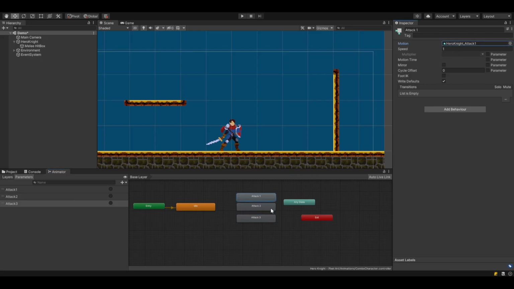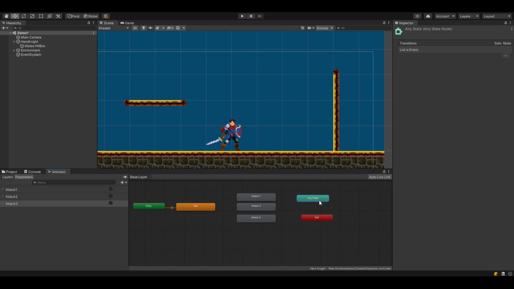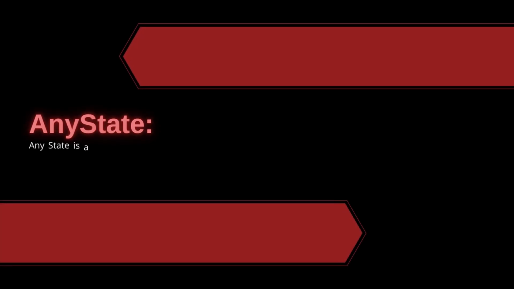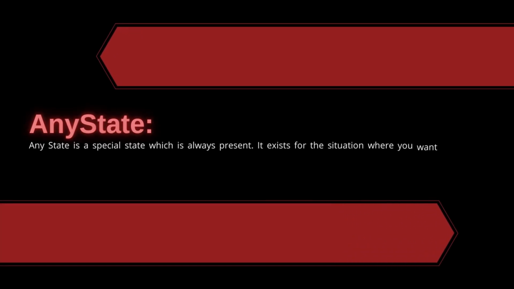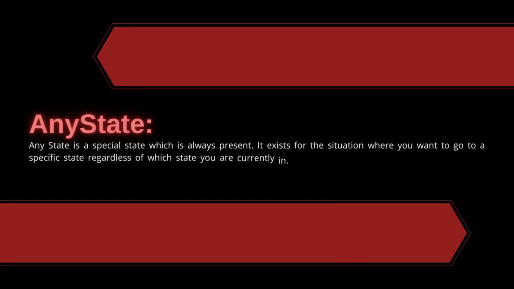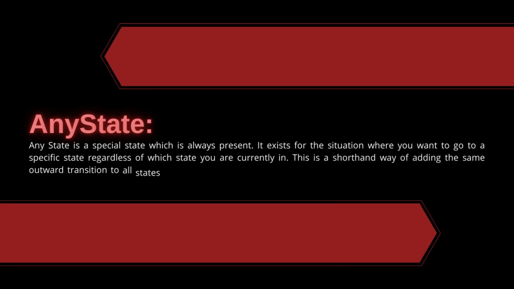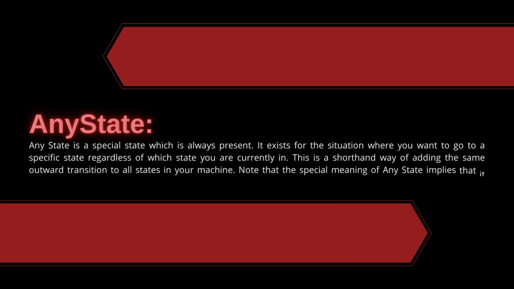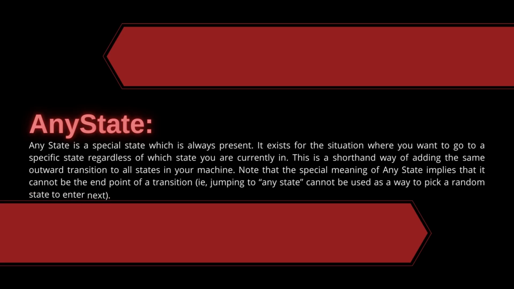Now, the important thing here is that all 3 of these attacks are going to come off of the any state node. To those of you who are new to the animation side of Unity, any state is a special state which is always present. It exists for situations where you want to go to random things, and in this particular case, we're doing that right here. We want to be able to attack from any state regardless, and even though there's only idle state here, this is probably a good practice for this kind of system.